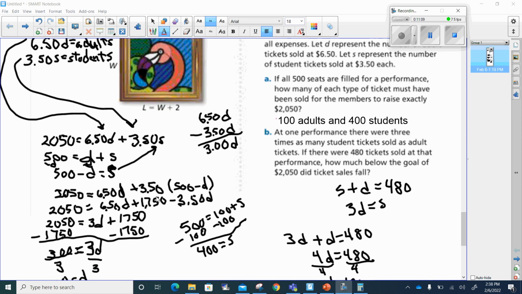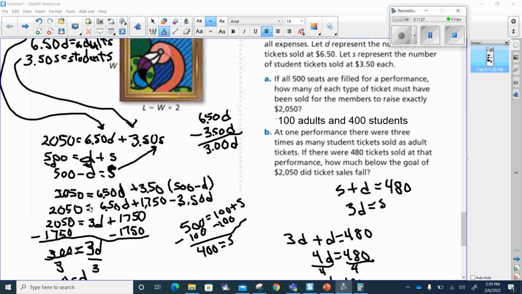Now, we got to distribute properties. So when we do 3.50 times 500 will give us 1,750. And 3.50 times negative D will give me negative 3.50D. And there's our new equation now.